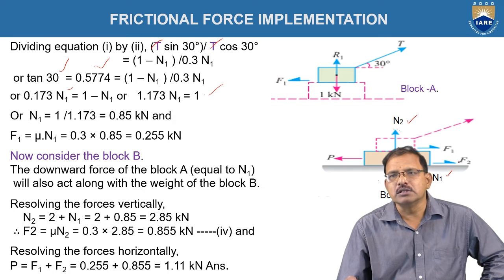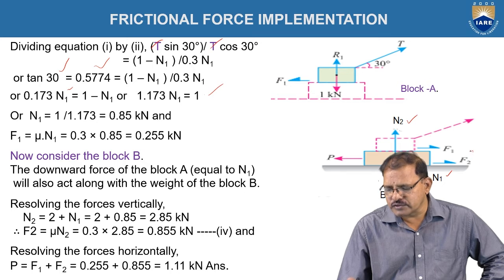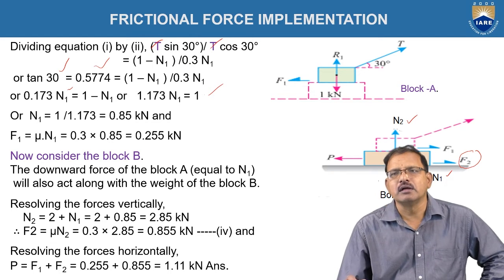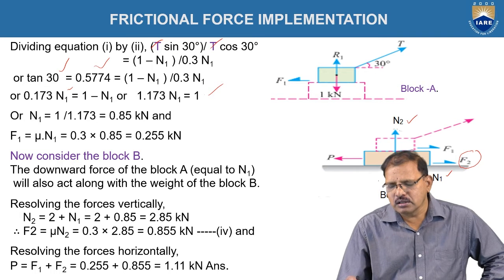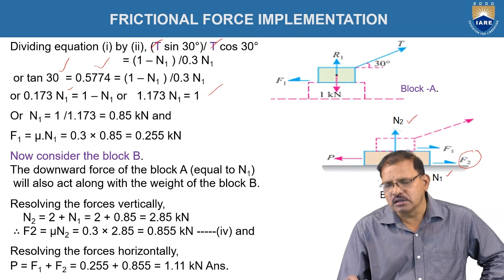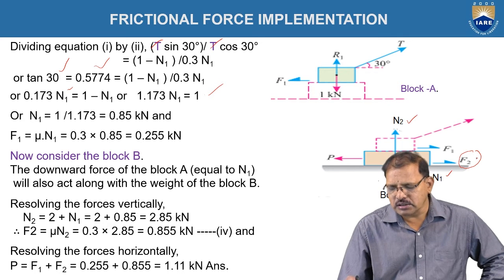Since the body tends to slide toward the left side, the friction force F2 acts toward the right side. Similarly, the upper block always prevents the motion of the lower block. Hence, the friction force which exists between the two blocks is again toward the right side. In other words, the friction forces F1 and F2 act toward the right side, and the applied force toward the left side.